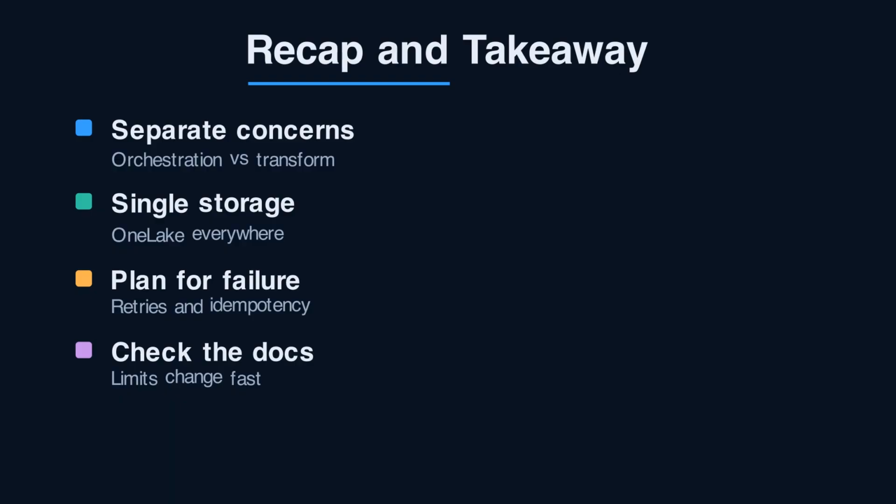Here's your one actionable takeaway. Before you build, draw exactly this separation of concerns: orchestration versus transformation versus storage, and decide which layer owns each step. That single diagram prevents the most common Fabric mess, cramming transformation logic into pipelines. Always cross-check capacity sizing and current limits in the Fabric docs.